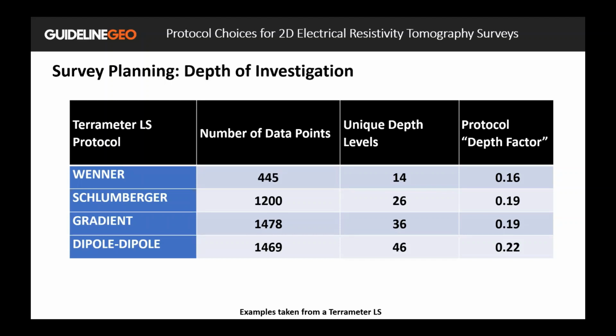The other thing to think about is that vertical resolution is a little better with arrays like dipole-dipole and gradient, because we can have more focus positions that are closer together vertically than we can with Wenner. For example, with Wenner, as we expand our electrodes, it has to be symmetrical, and that means we end up with some large increments in depth level as you expand those electrodes. Therefore, you are limited on how many unique depth levels your focus points can sit at.